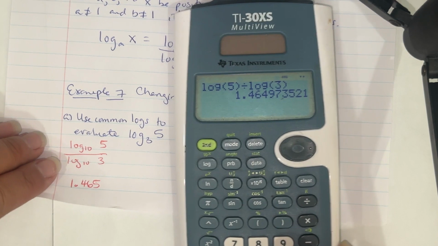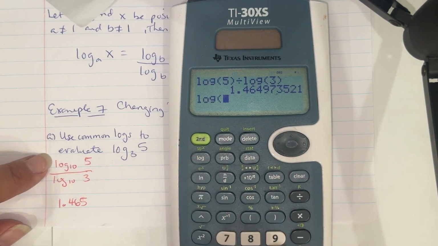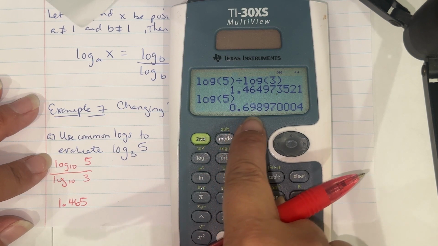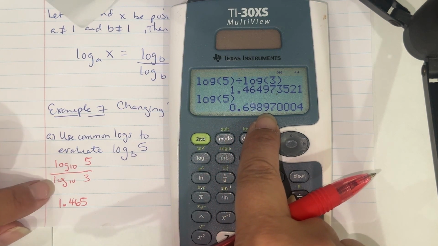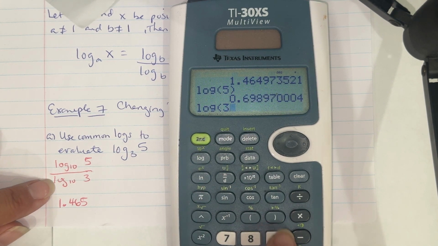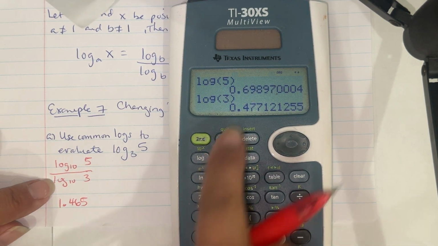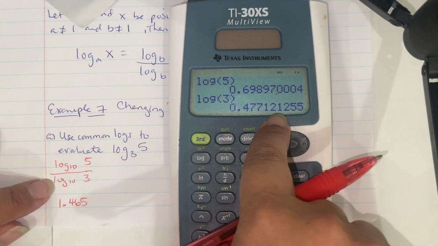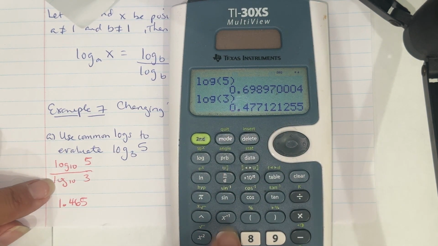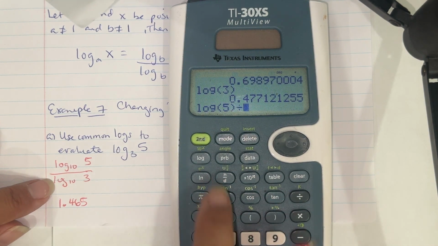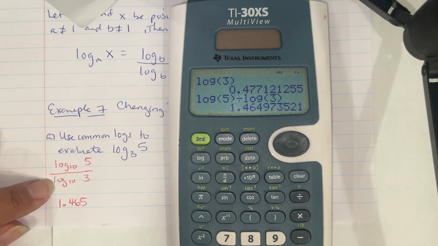So here's another way of going about it. You can find the log of 5 by itself first, and know that it's 0.6989, and then find the log of 3, and then take the log of 5 result and divide it by the log of 3 result. Or just stick in log of 5, close the parentheses, hit the divide key, log of 3, close the parentheses, and you end up with the same result.